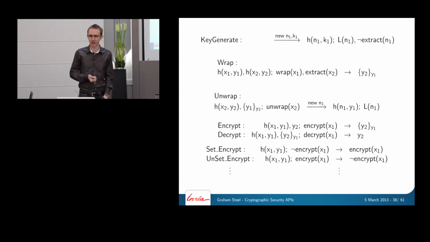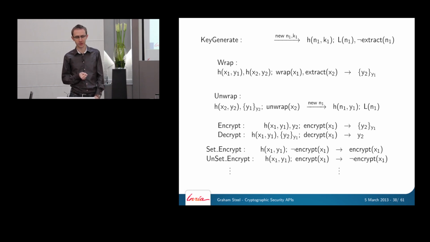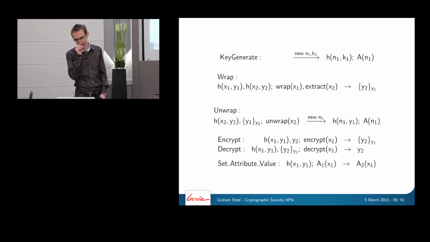So here's a quick summary of the commands that we've looked at in PKCS 11, just for symmetric keys, okay? So I've left out all of the asymmetric key versions. We're allowed to generate keys, wrap and unwrap, encrypt and decrypt, and then we can change the key template using set and unset commands. So we're going to change that slightly. We're going to write them in the following way. We're going to say you can generate keys and you can unwrap keys.